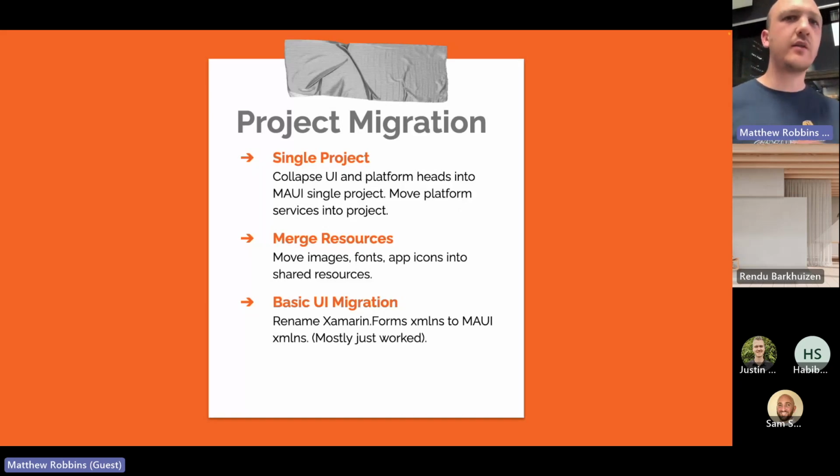The next ones in the project migration step started to get a bit trickier. So moving images. For me, that was basically taking all the XXXHDPI ones from Android and putting them into the MAUI image folder. Fonts are much easier to use in MAUI. App icons are much easier to use in MAUI as well. So that resource step, bringing all your resources into one common location, I think MAUI does a really good job of making this simple. It's more or less just drop it in a folder.